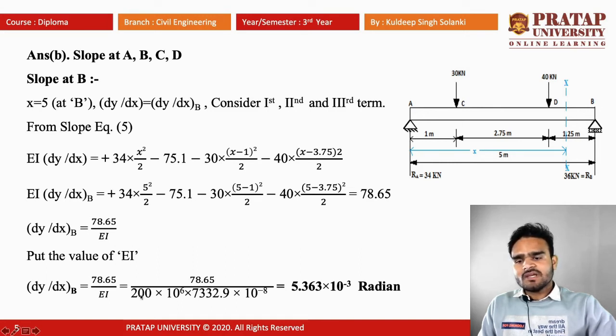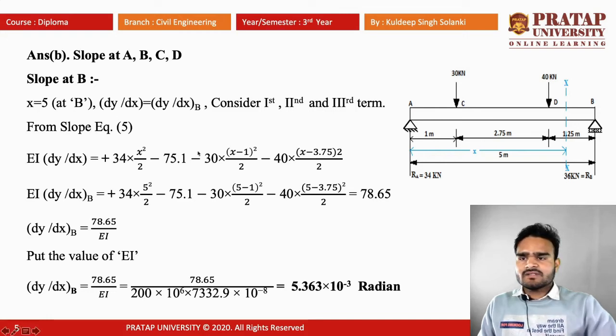The value of EI is given in our equation. The value of E is 200 into 10 power 6, and I is the moment of inertia, 7332.9 into 10 power minus 8. After solving this term, we get the value 5.363 into 10 power minus 3 radian. This is the value of slope at B.